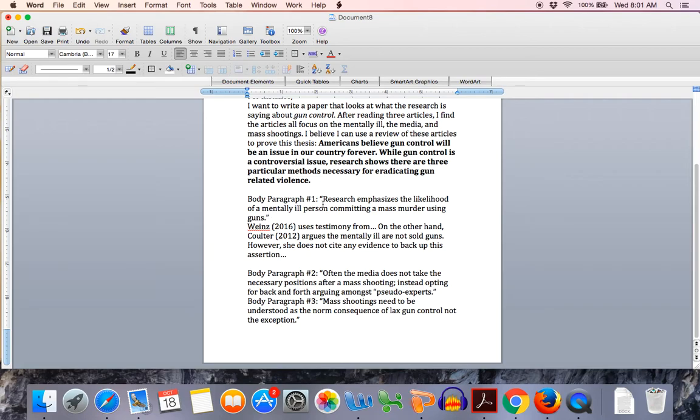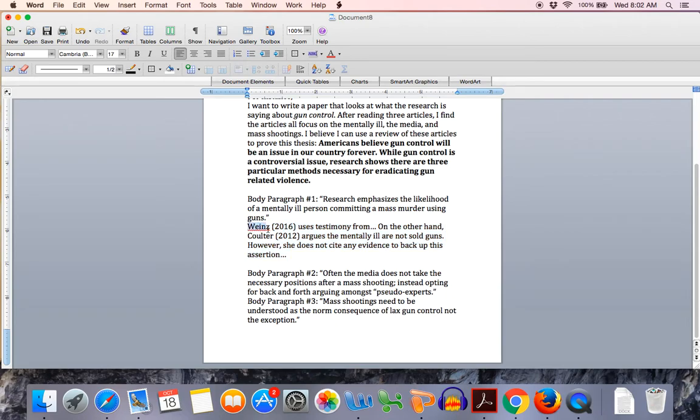So here, my first body paragraph, the topic sentence might be something like, research emphasizes the likelihood of a mentally ill person committing a mass murder using guns. So my focus here is on what the literature is saying about mentally ill people and their usage of guns, right? And I have some example sentences here only because I also want you to remember APA.